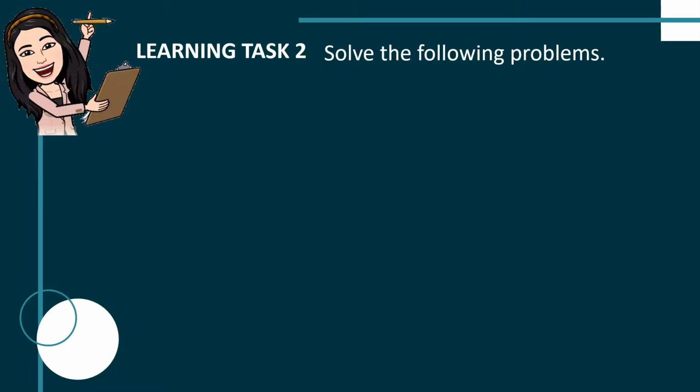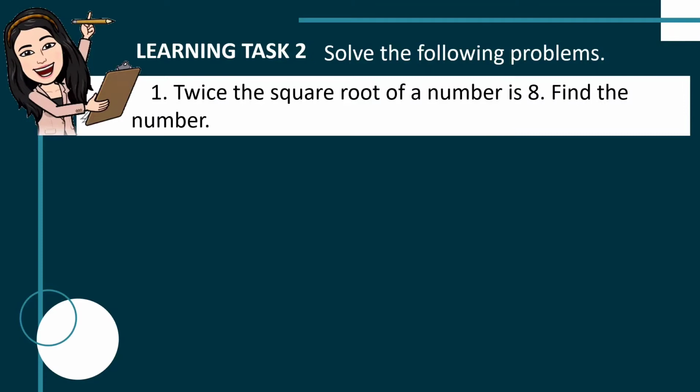This time, I'm going to show you an example on how you can solve the following problems on your learning task number 2. For your first problem, the given is: twice the square root of a number is 8. Find the number. In order to solve this, we have to have our representation.